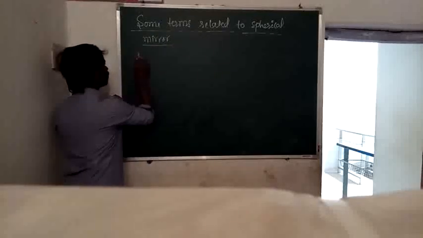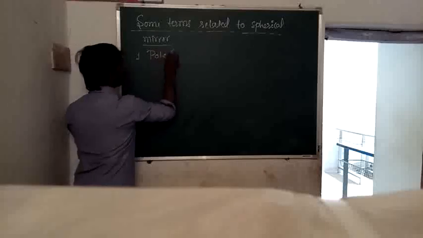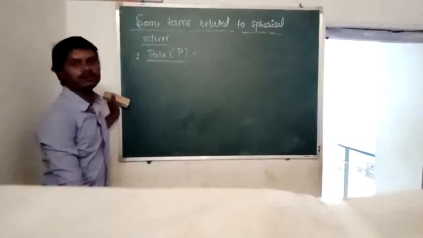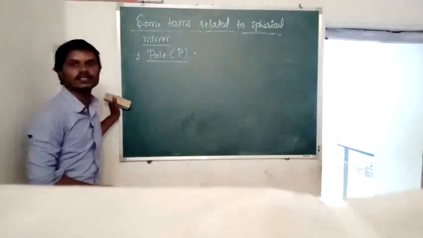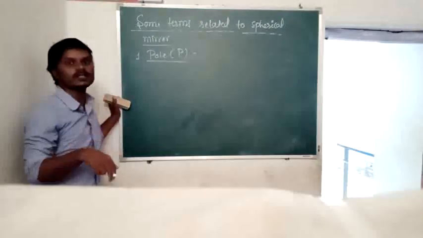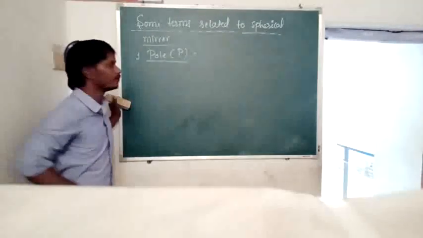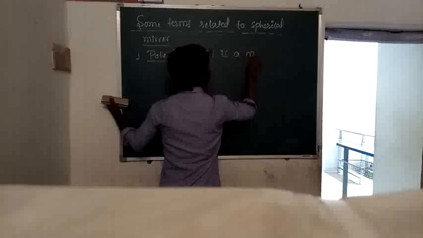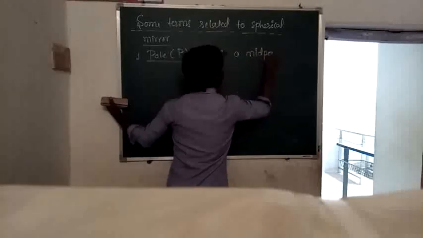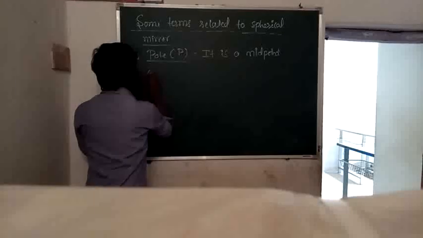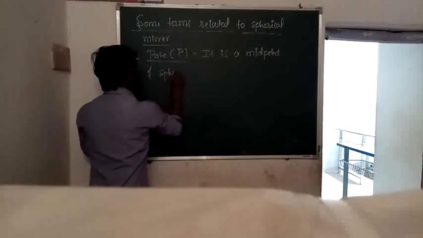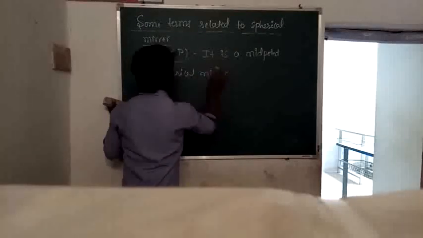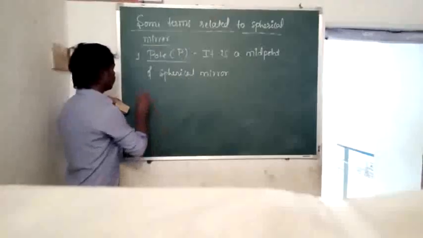First one, pole. Pole is denoted by capital P. It is the midpoint of a spherical mirror, whether it is a concave mirror or a convex mirror, whose midpoint is taken as the pole. It is denoted by the capital letter P.